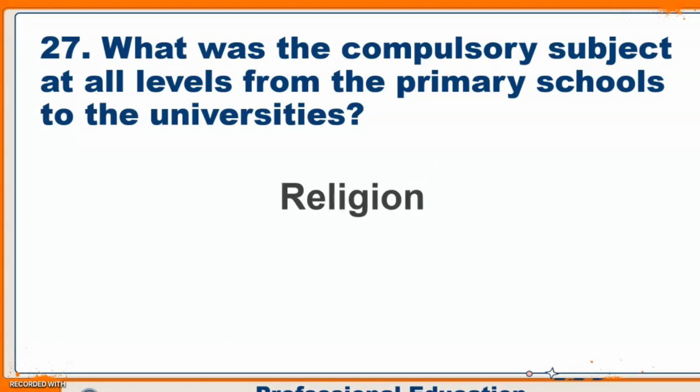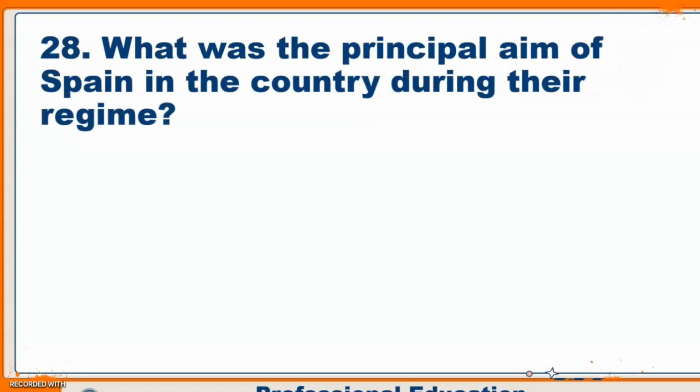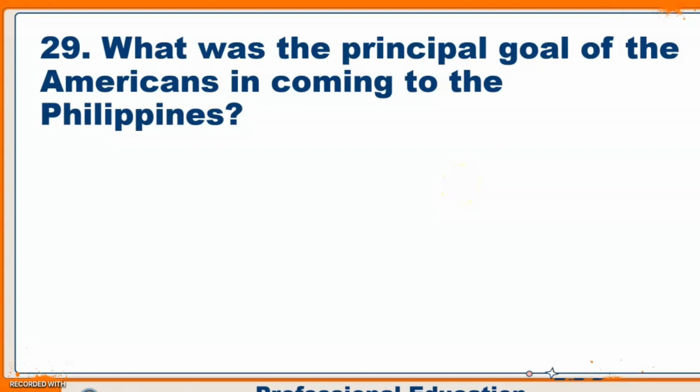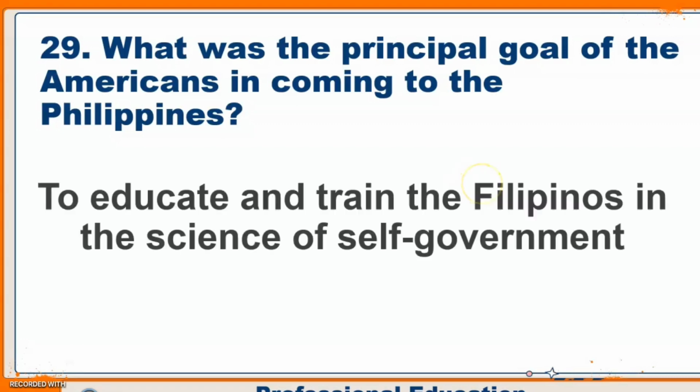Number 27. What was the compulsory subject at all levels from the primary schools to the universities? It was religion. Number 28. What was the principal aim of Spain in the country during their regime? Their aim was to make the native Filipinos obedient and God-fearing Christians. Number 29. What was the principal goal of the Americans in coming to the Philippines? To educate and train the Filipinos in the science of self-government.